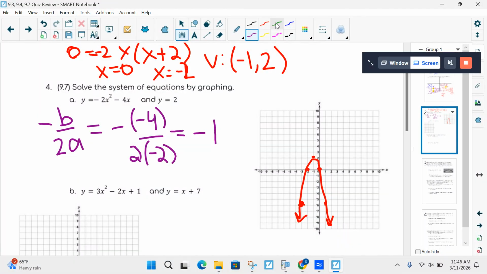Now, how do we graph the other one? Y equals 2. All lines are straight. Sideways, you're going like this. So that's horizontal. Yeah, horizontal line. At 2. Crosses through 2.